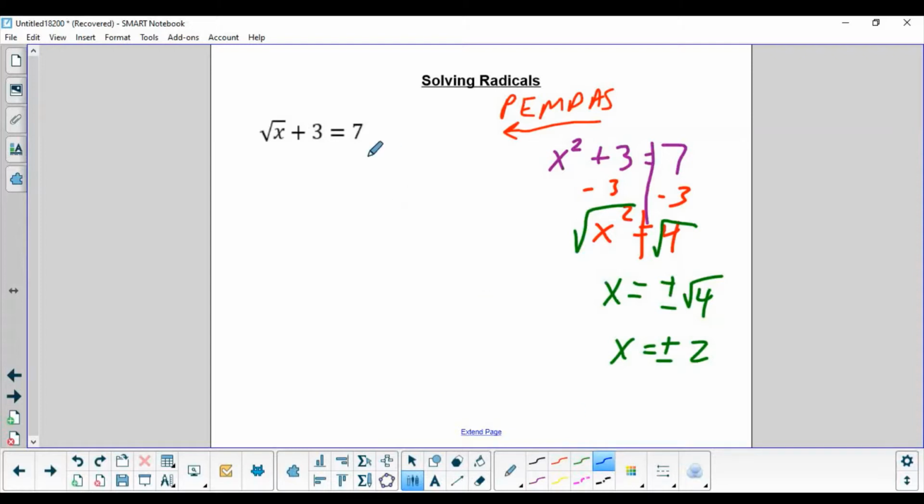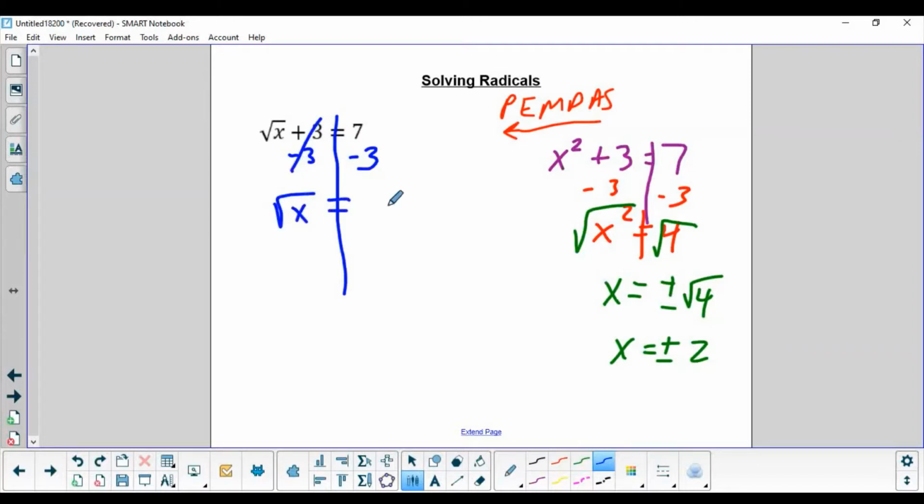The idea is very similar for solving radicals. The steps will be identical. The only difference will be at the very end, instead of taking square roots, we'll need to square both sides. So notice in this example, I have the square root of x plus 3 equals 7. I want to get the square root by itself before I go squaring anything. So we've got to undo addition by 3 by subtracting 3. So these 3's cancel out. Now notice my square root's all by itself.